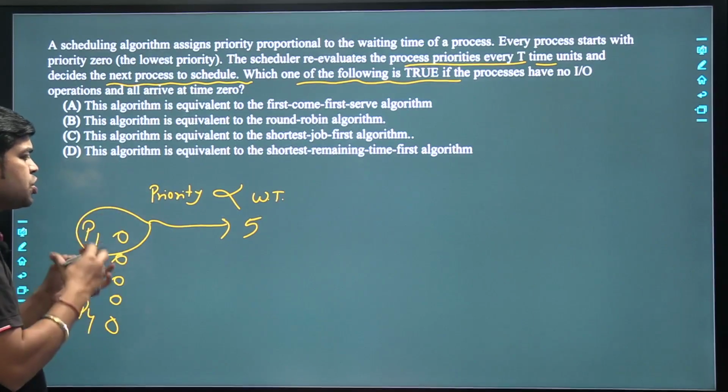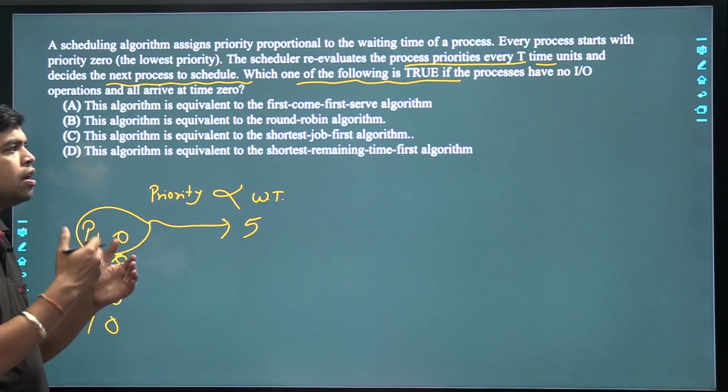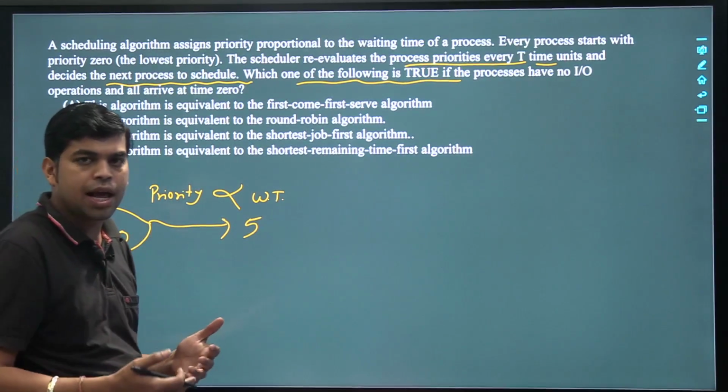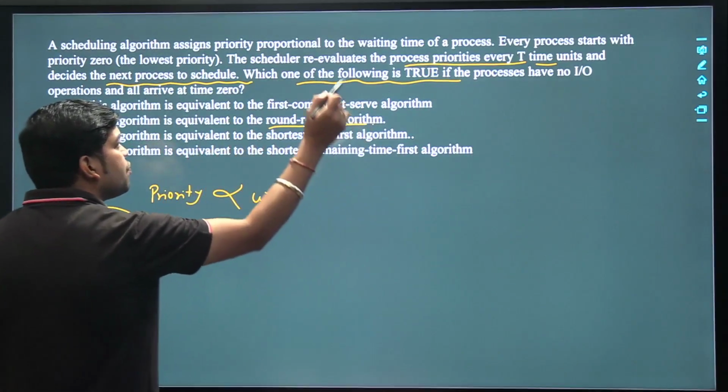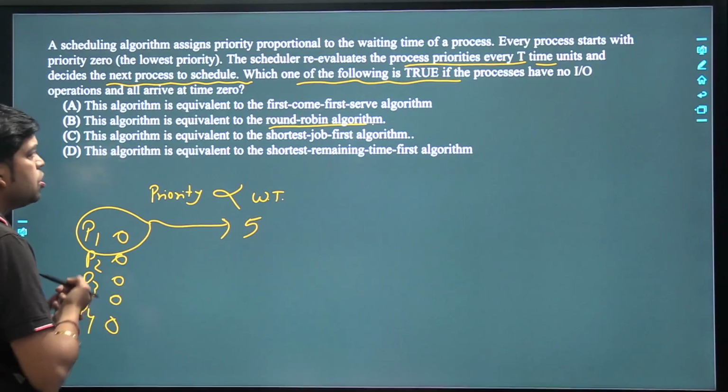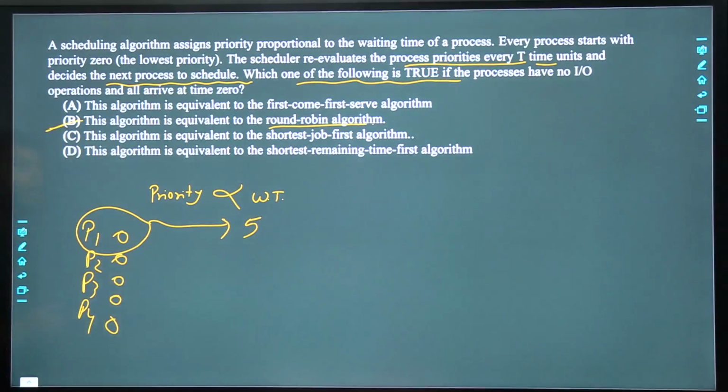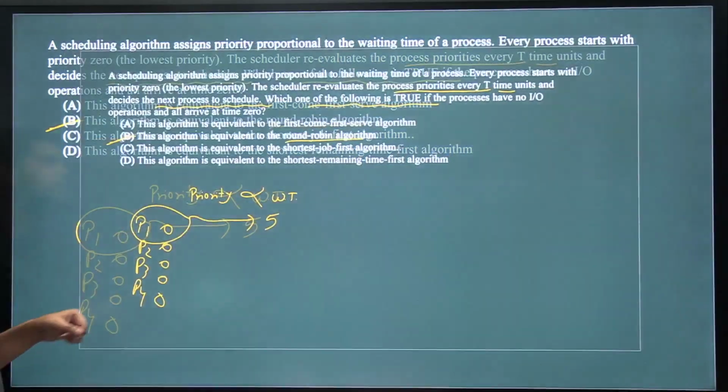So each process gets its response definitely in a particular fixed amount of time. So we can say that this algorithm is equivalent to round robin because we re-evaluate the priority. So B option is correct. Got it? So we can consider B is the right answer in this case.